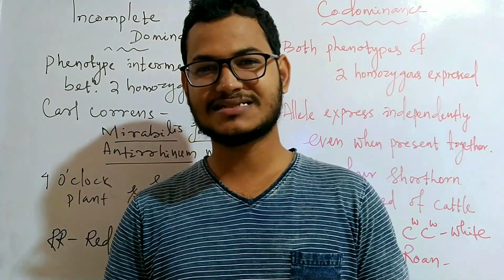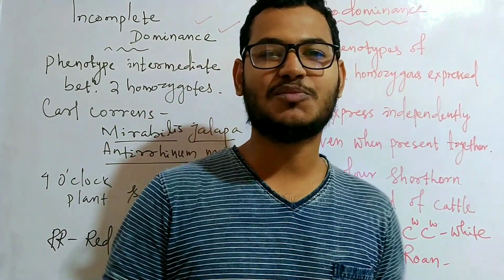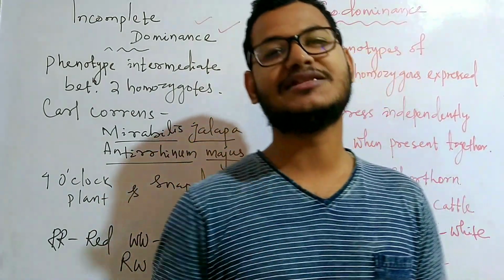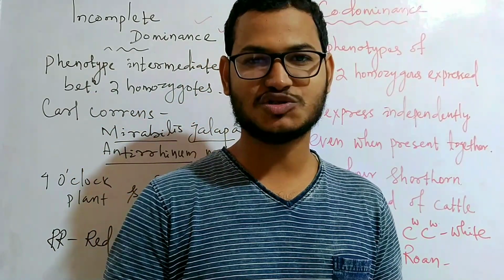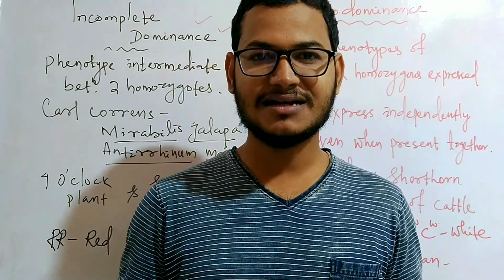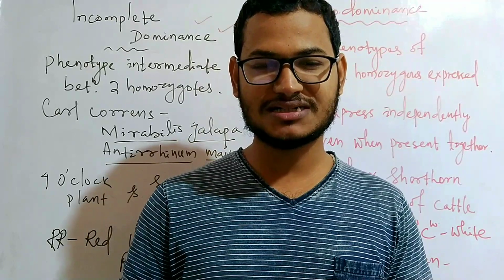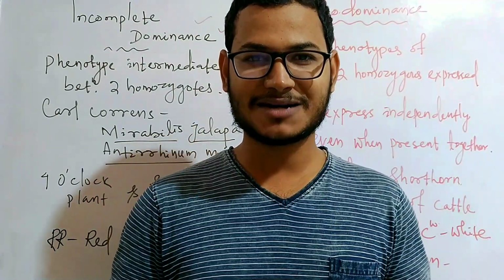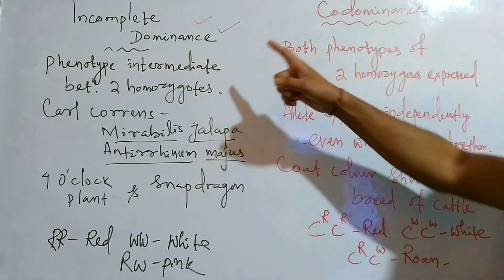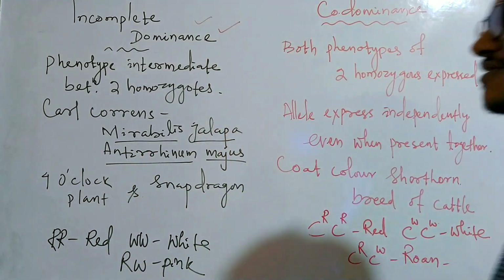Today we are going to discuss the other patterns of inheritance discovered during the post-Mendelian era. After the discoveries of Gregor Johann Mendel, certain abnormalities were found which do not follow Mendelism. So let's see two important terms today: incomplete dominance and codominance.